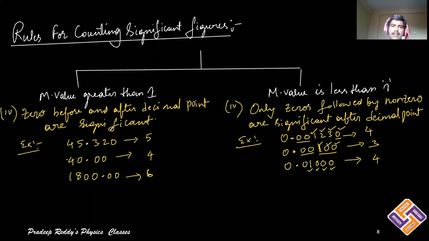Clear? So these are the rules which we have when you are dealing with significant figures. You need to follow these rules and write down the number of significant figures in that particular given measurement. Okay, now let us take some examples and we will see that.